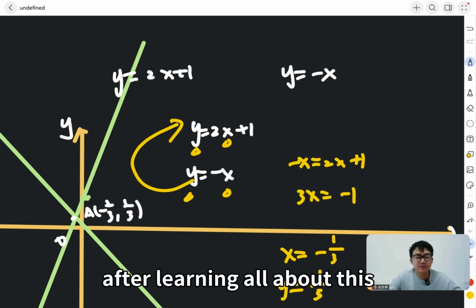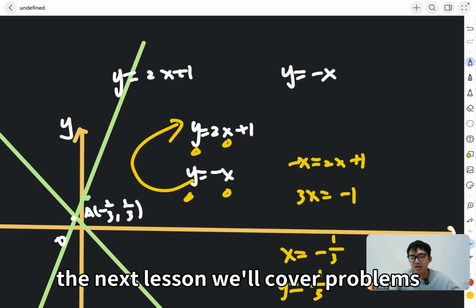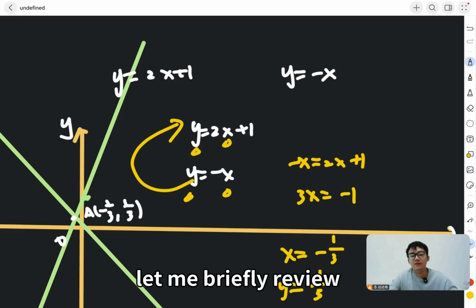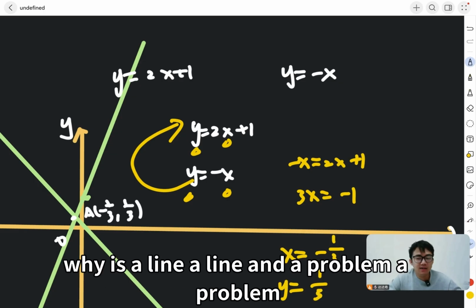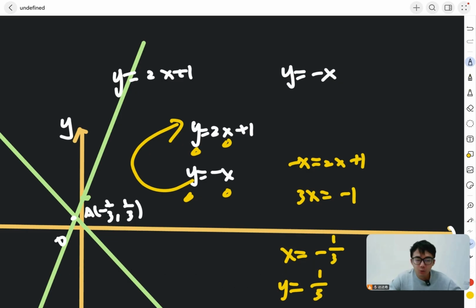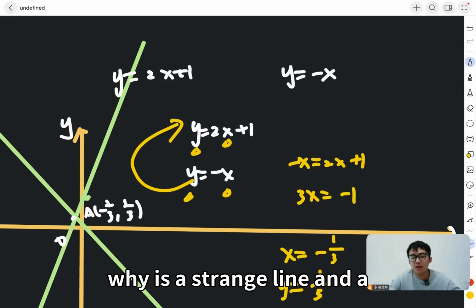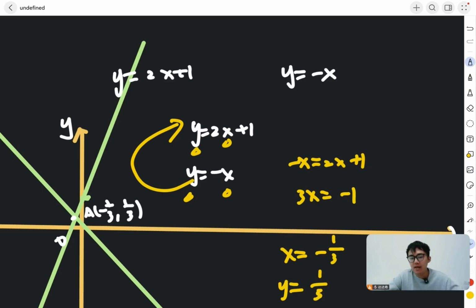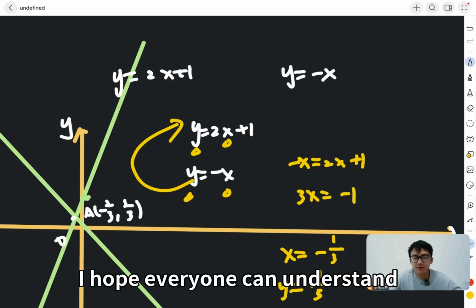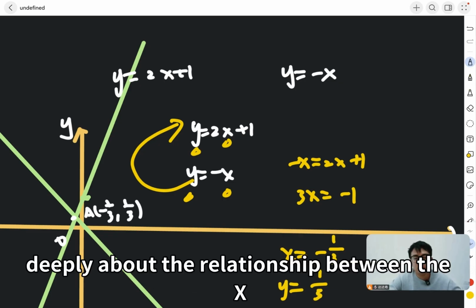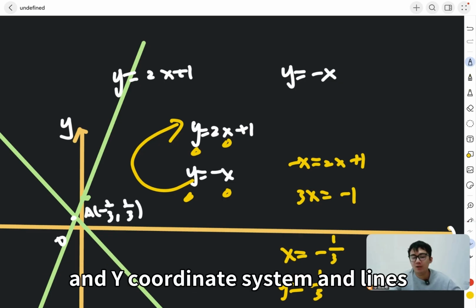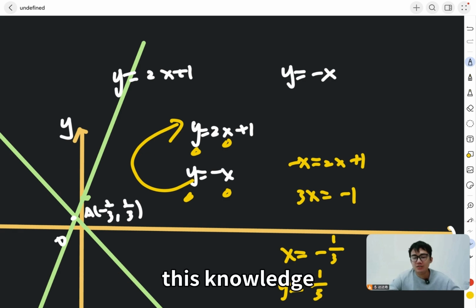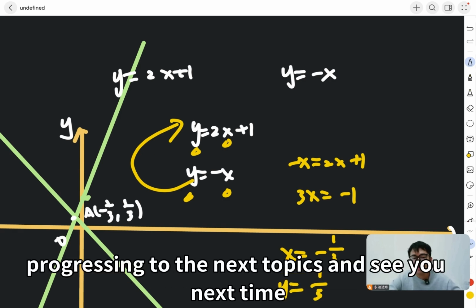After learning all about this, the next lesson will cover parabolas. Let me just briefly preview: what is the fundamental difference between a straight line and a parabola? Why is a parabola curved? I will give you the answer next time. For now, I hope everyone can understand deeply the relationship between the x-y coordinate system and lines. This knowledge is the key to progressing to the next topics. And see you next time.